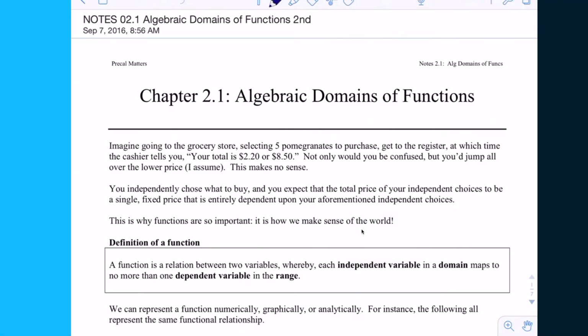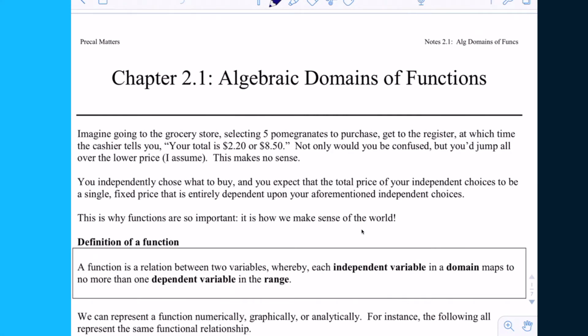So 2.1, it's called algebraic domains of functions. Algebraic domain of what? Functions. Right. Now, you can't even say the word functions without saying the word fun. Try saying functions without saying the word fun. Okay, yeah, you can almost do it. So fun is built right into the program. You see that? It's built right into the program.